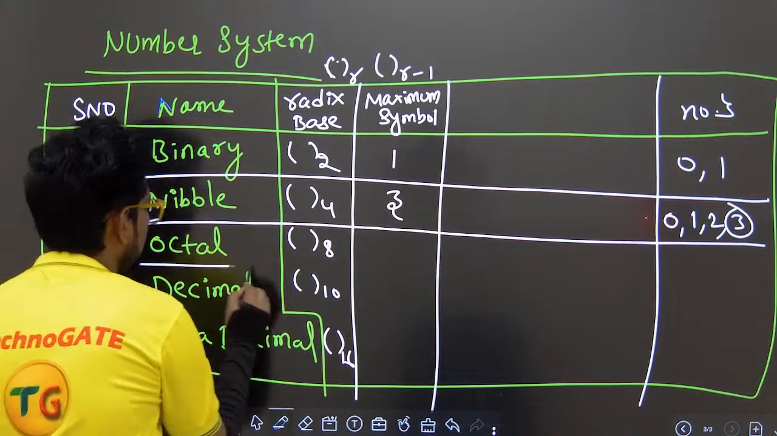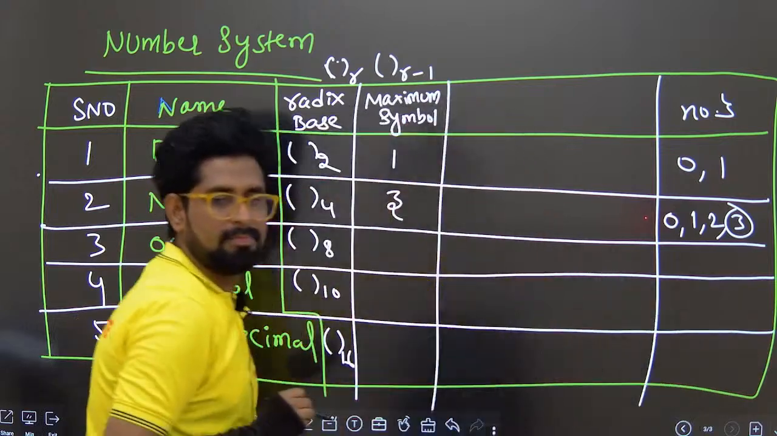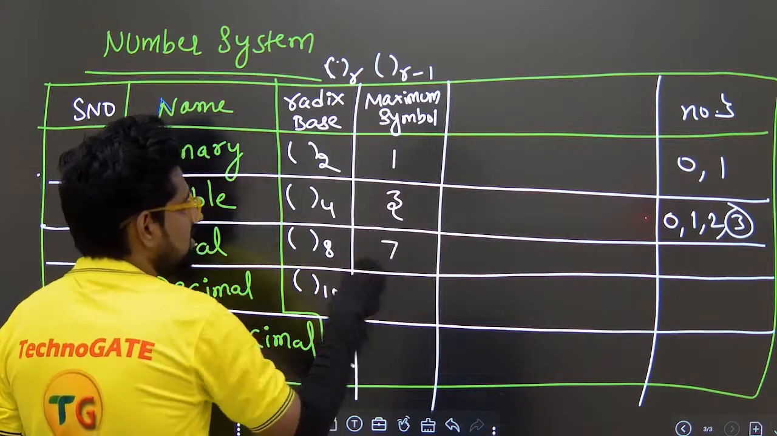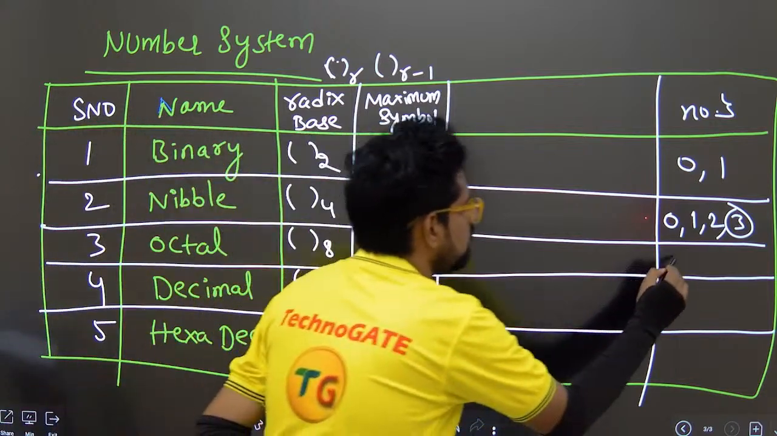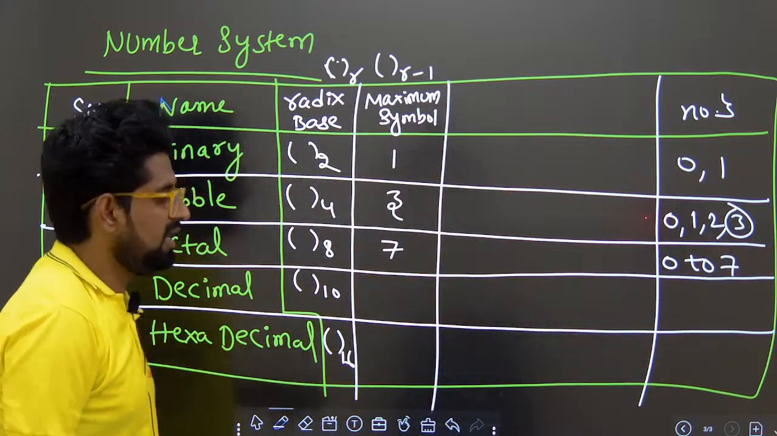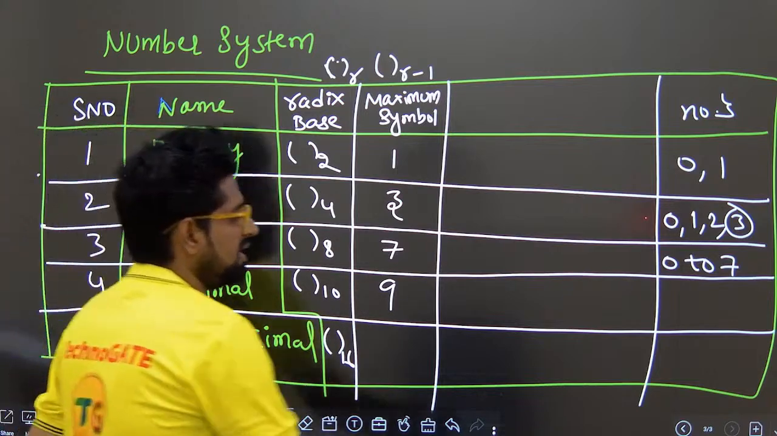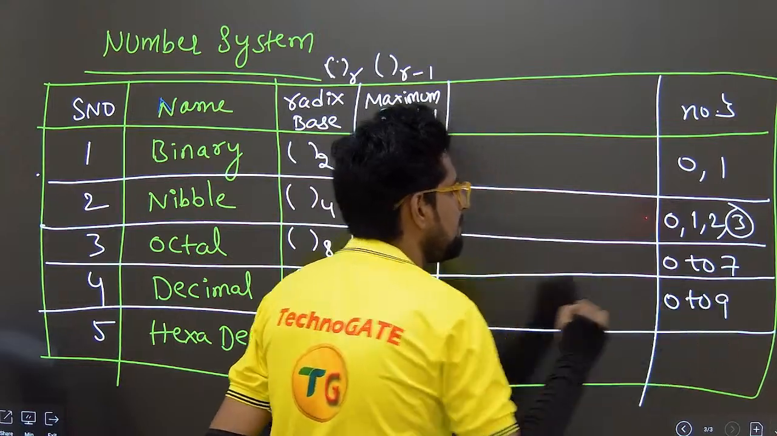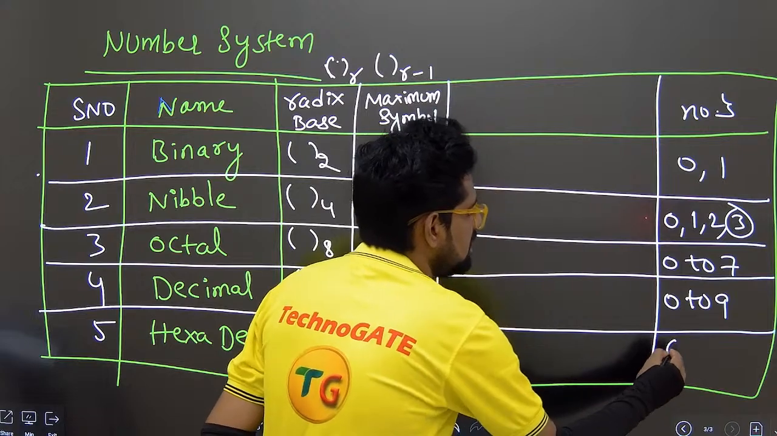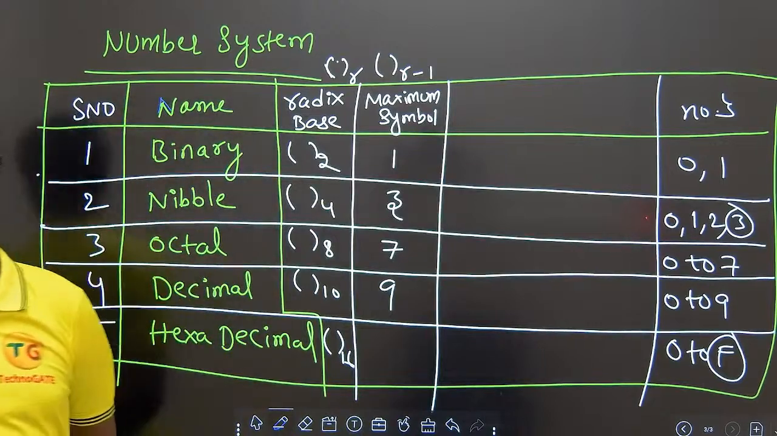In the same way, let me write for the next 3. The next one is octal. 8 minus 1 is 7. That means we need to write here numbers 0 to 7. In the similar way, decimal is 9, that means 0 to 9. And the next, hexadecimal, is 16: 0 to 15 only. 15 is represented with F.